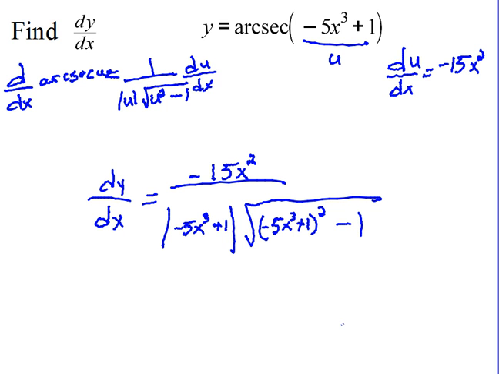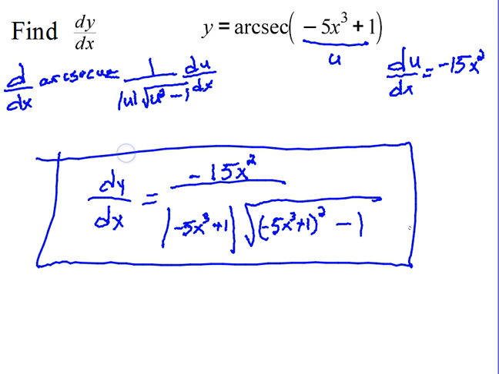Now, you look at this, and this is kind of a mess, and there's a lot going on, and unfortunately, we can't simplify anything. We can't factor out something from the negative 15x squared that's going to cancel out with anything on the bottom. So we can simply leave this like that.